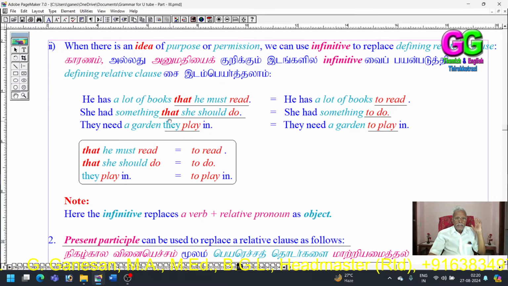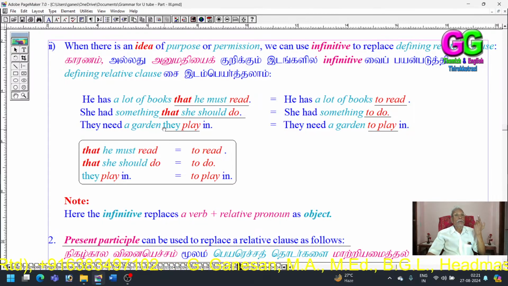"She had something that she should do" is equal to "She had something to do." That is, the phrase "that she should" has been replaced by "to." This clause "that she should" has been replaced by "to."